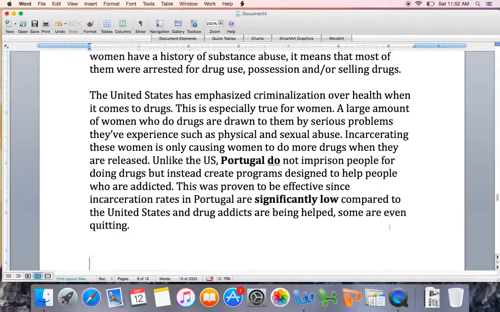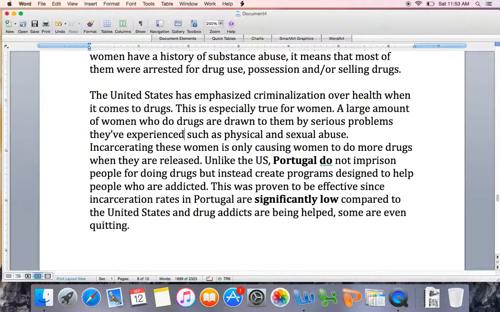"The United States has emphasized criminalization over health when it comes to drugs." Great, again, that means you're going to focus on criminalization over health. "This is especially true for women. A large amount of women who do drugs are drawn to them by serious problems they've experienced," past tense, "such as physical and sexual abuse. Incarcerating these women is only causing women to do more drugs when they are released."